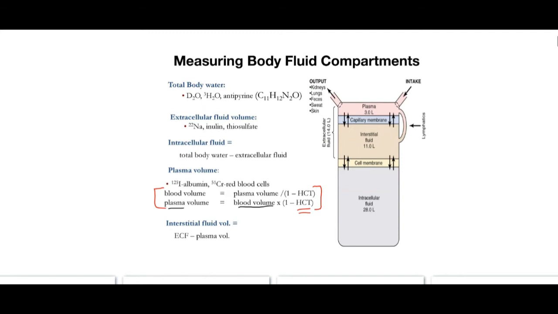To calculate blood volume from plasma volume, it's just the reverse of this. You just take the plasma volume and divide it by 1 minus the hematocrit. Okay? That's another thing I want you to pay attention to.